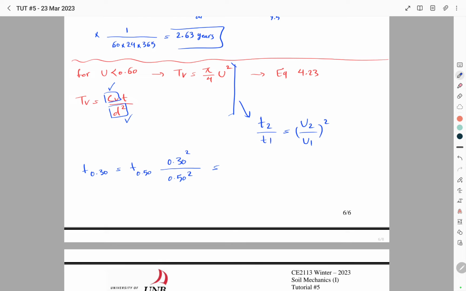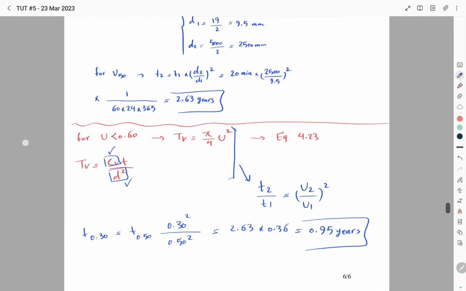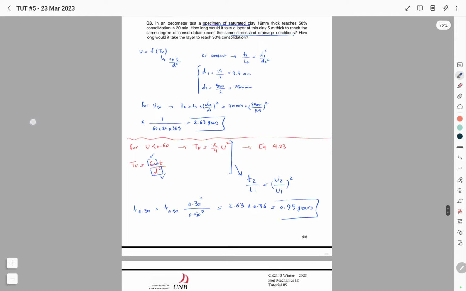which is equal to 2.63 times 0.36, which gives us this value, which is the time that it takes for the clay layer to reach 30% of consolidation. So question 3 is also over.